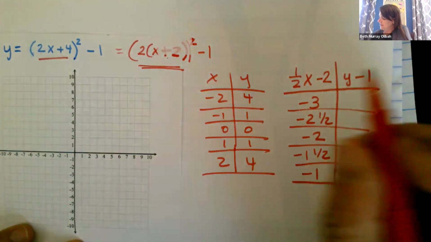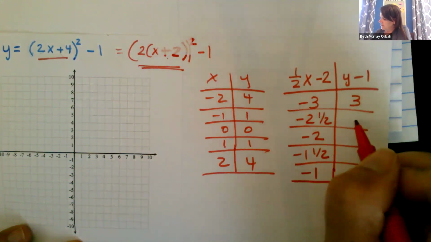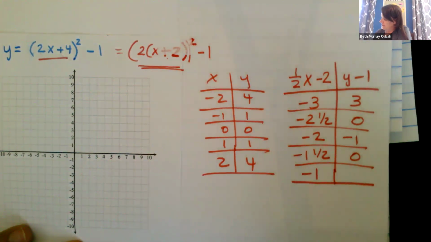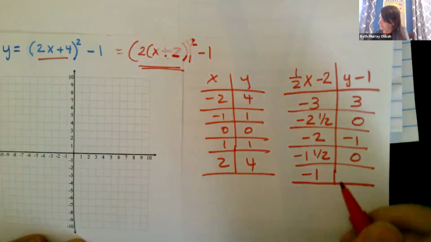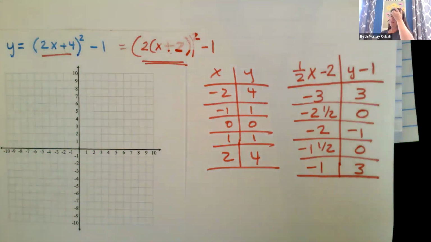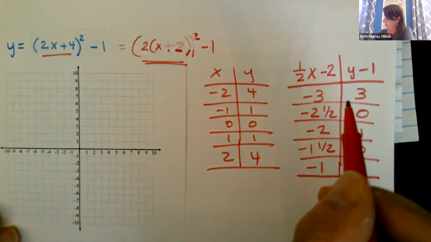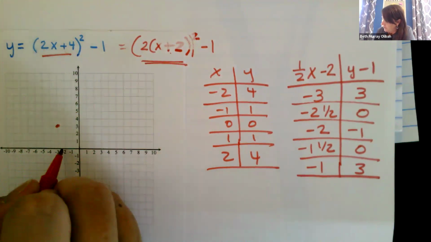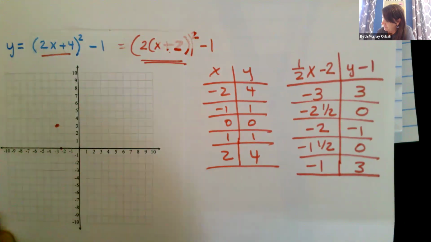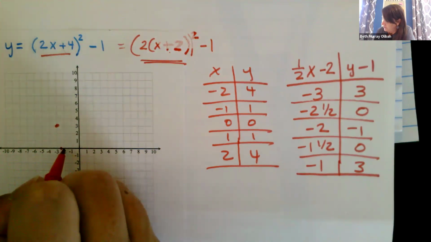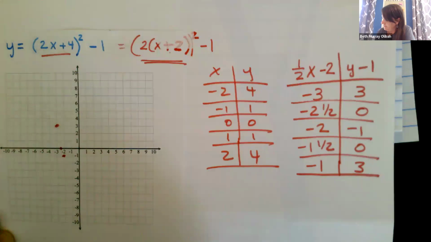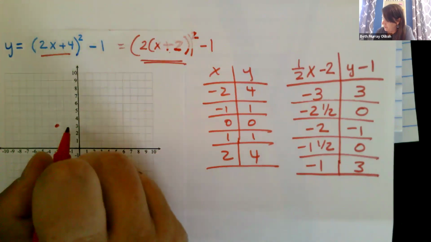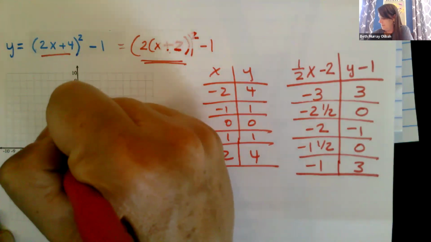This one should be a lot easier. 4 minus 1, 1 minus 1, 0 minus 1, 1 minus 1, and 4 minus 1. Okay, let's plot those. -3, 3, -2.5, 0, -2, -1, -1.5, 0, and -1, 3.